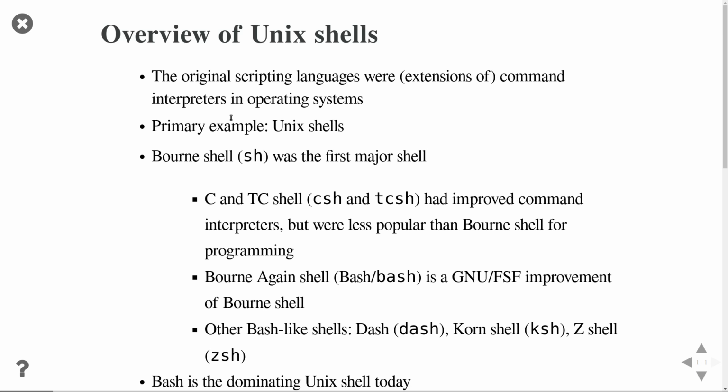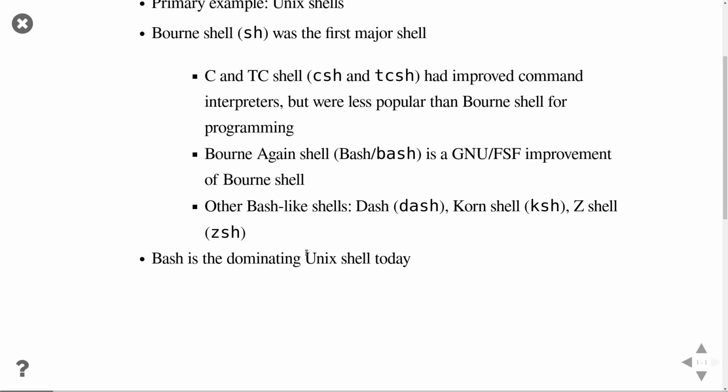As I mentioned, there are small deviations. For example, there's the dash shell, which is a lighter version of the bash shell, the Korn shell, the zsh shell. So there are various different flavors of shells that you can work with. But as I mentioned, the bash shell is the one that is really dominating nowadays as a Unix shell.